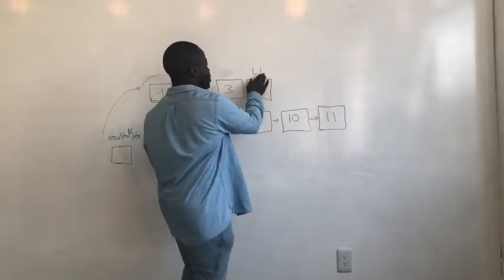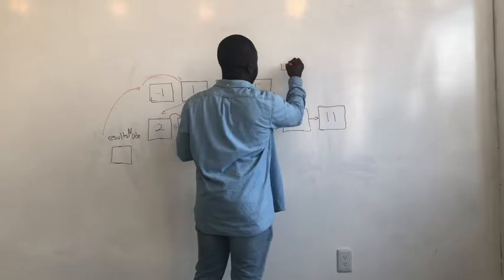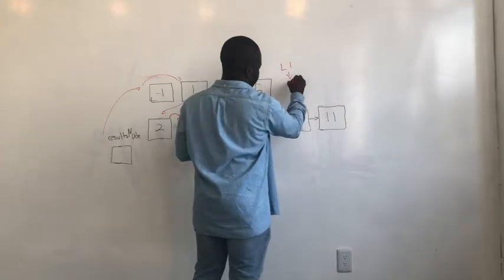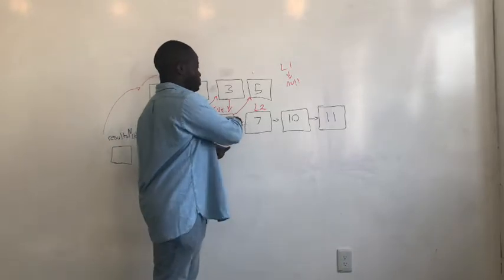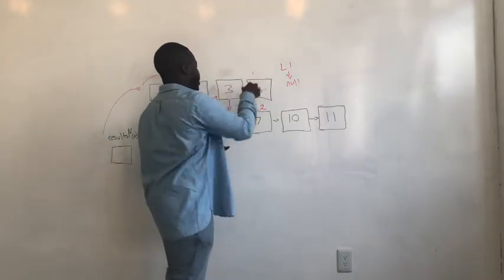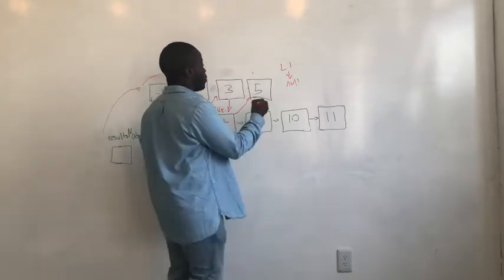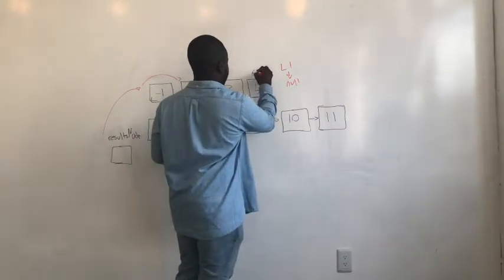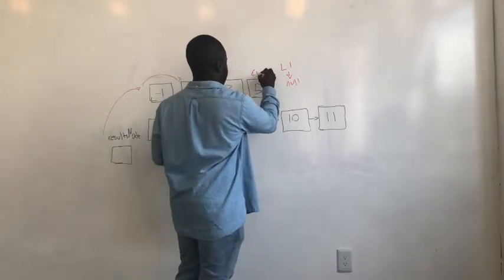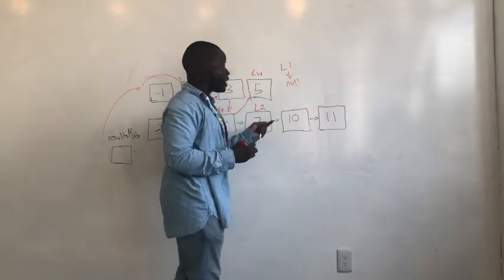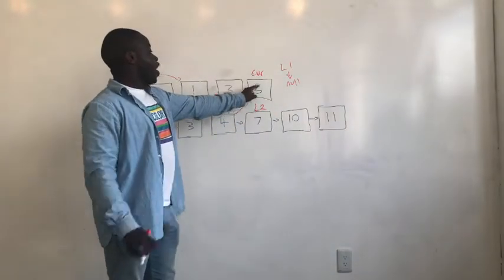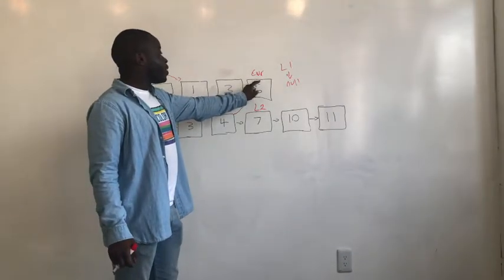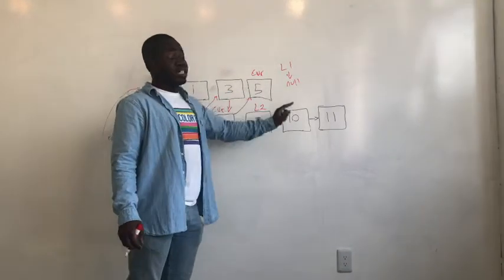And now L1 moves over here and it's equal to null. So there's nothing going on there. And then we take cur and update it to be equal to cur.next. So now that's the current state. That's the current node we're at. L1 is equal to null.